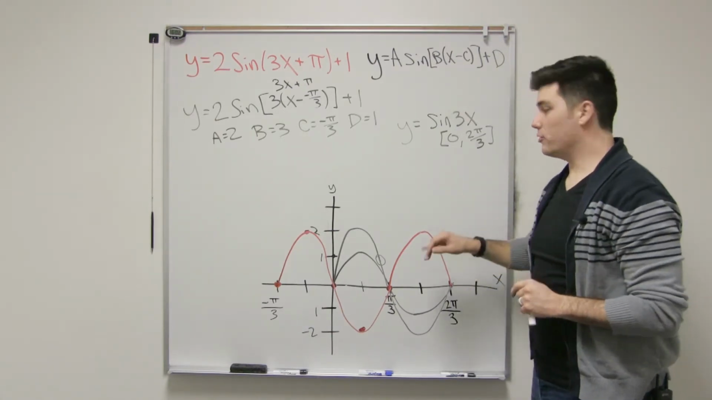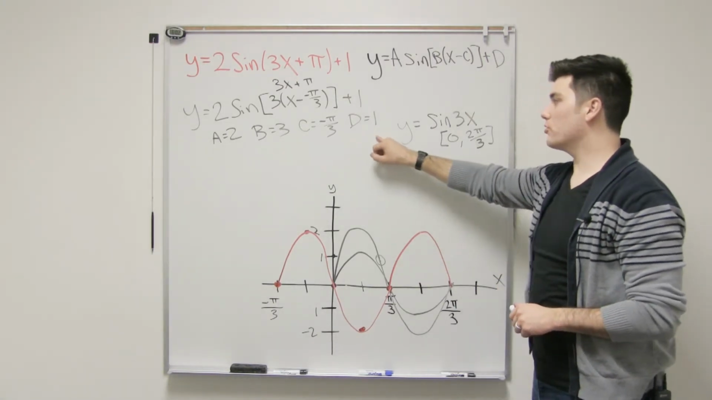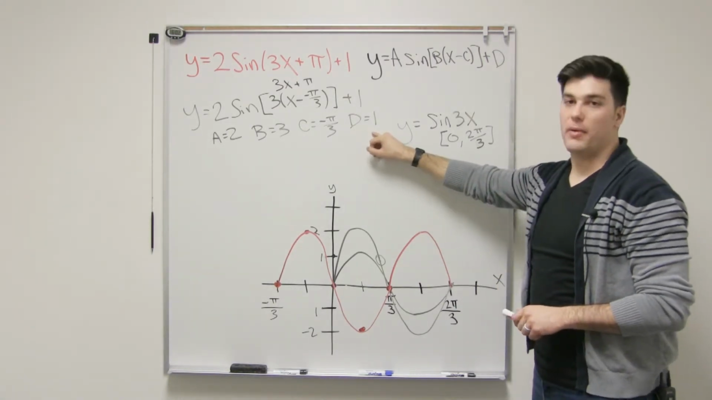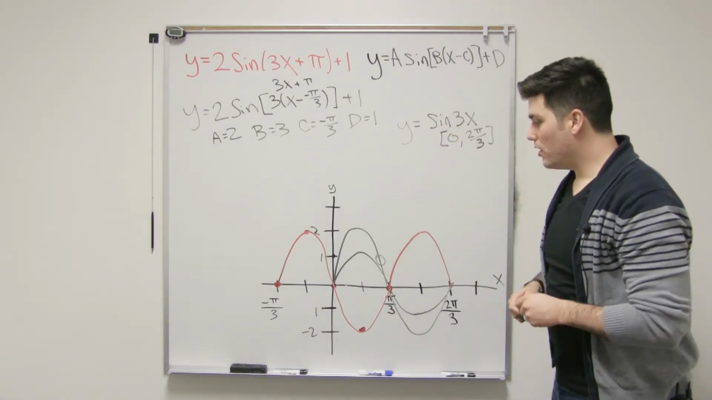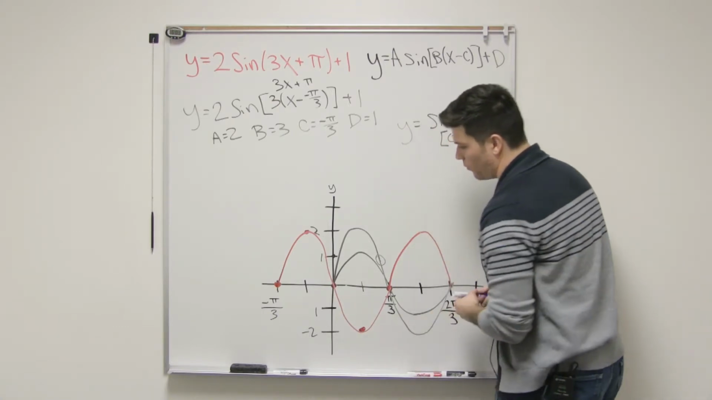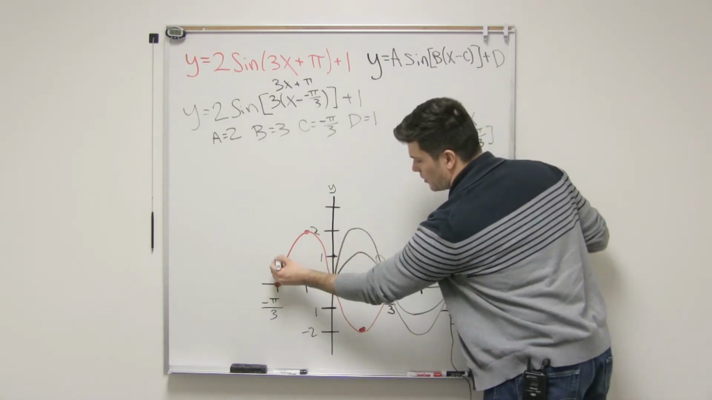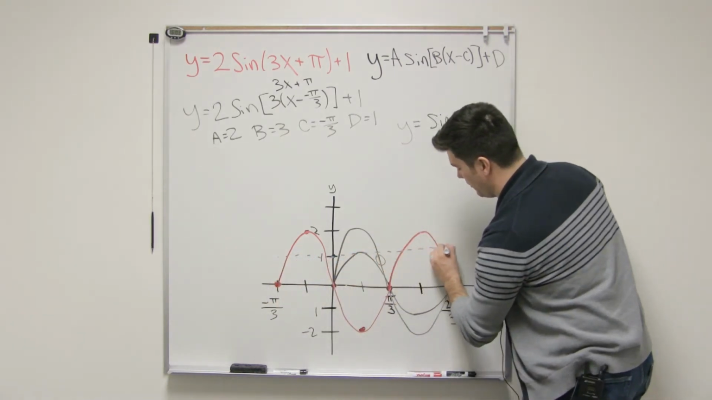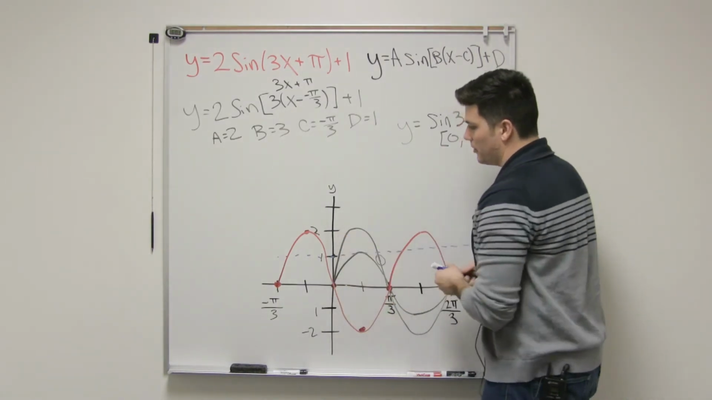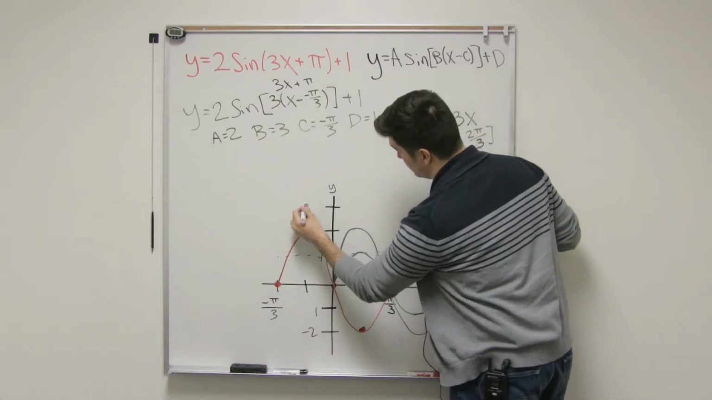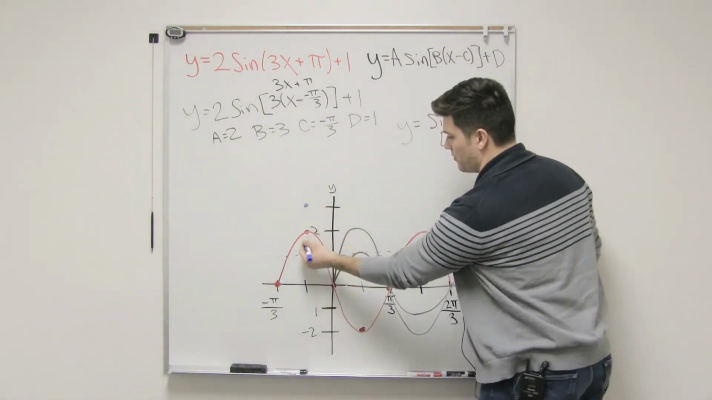Finally, after we've done the horizontal left to right translation, all that's left is our vertical translation, which is determined by our d value. This says to shift it up 1. So the middle of our graph used to be y equals 0. It now shifts up, so I'm going to draw a dashed line right there. Our peaks used to be at y equals 2, but they're shifted up. Our peaks are now at y equals 3. So this peak goes up.